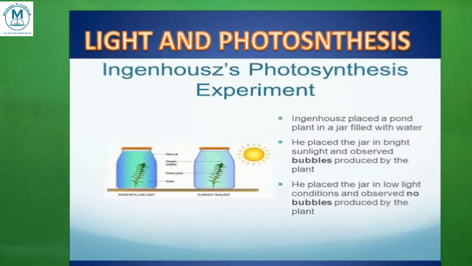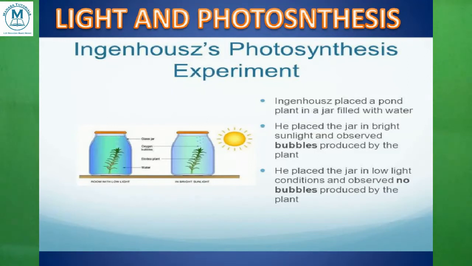By Jan Ingenhousz's experiment, he conducted an experiment with a water plant, hydrilla. He kept this hydrilla water plant in sunlight for certain time and in a dark room for certain time. When he did this, he observed that air bubbles appeared in the plant kept in sunlight. From this he proved that light is important in the process of photosynthesis.